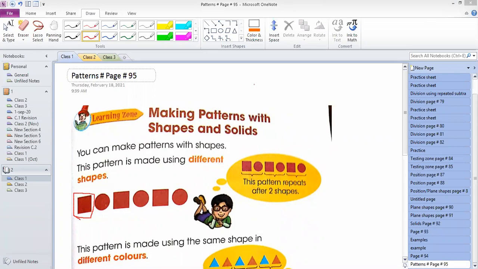No, it is not a rectangle, guys. A rectangle has opposite sides equal, but in this shape you can see all sides are equal in length. This is not a rectangle. This is a square. Okay. And can you identify this shape? Which shape is that?